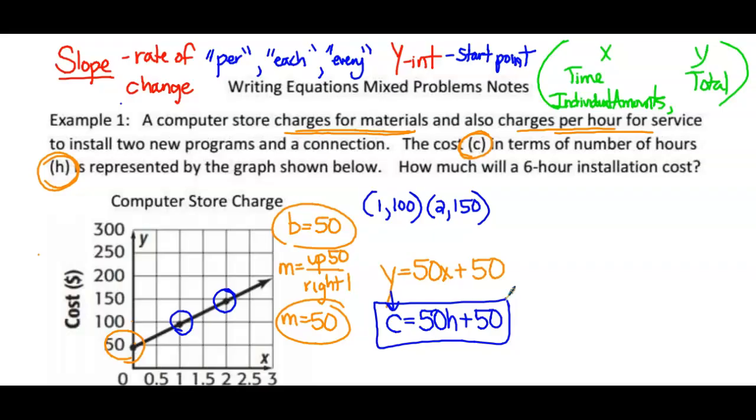Now I highly encourage you to make sure you know what these 50s are. I said when I read up there, that was the charge per hour. So this is $50 per hour. And then at the top, it said that a computer store charges for materials. So this must be the start fee for materials.